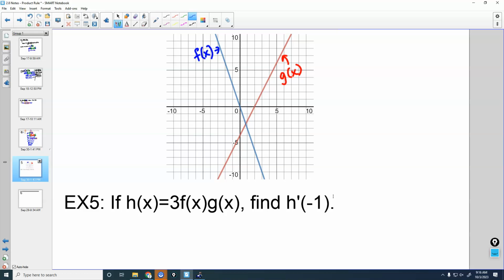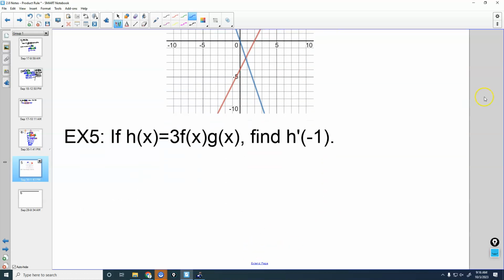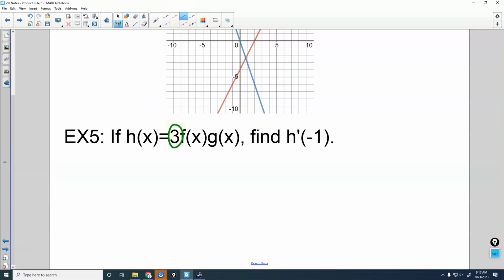All right. Okay. So let's not even look at the graph at the beginning. We want to take the derivative of 3f of x, g of x. This 3 out front, you have an option of what you want to do with it. You can keep it all the way out front, or you can group it with your f of x. It does not matter which one you do there. I prefer to keep it all the way out front, but it really does not matter.